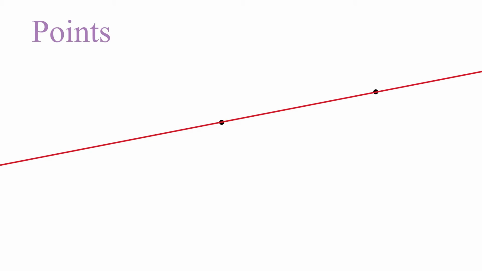We can connect these points. This figure is called a line. A line extends indefinitely in both directions, so it goes on forever and ever. We indicate this by drawing arrows on both sides of the line.